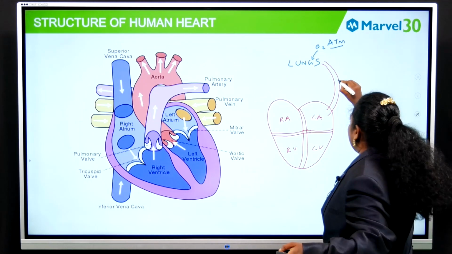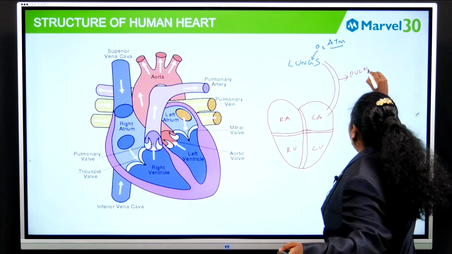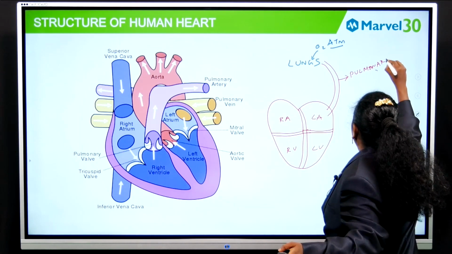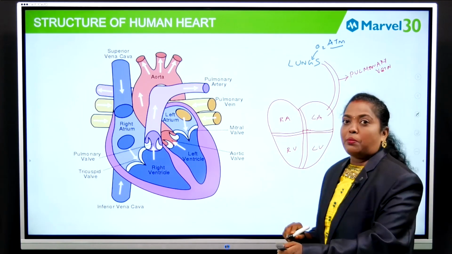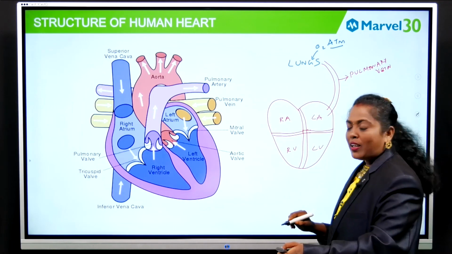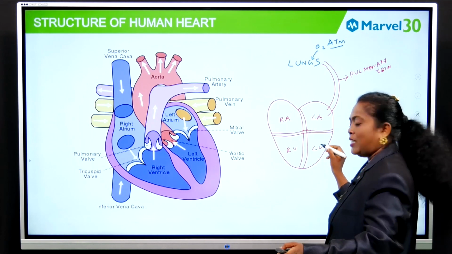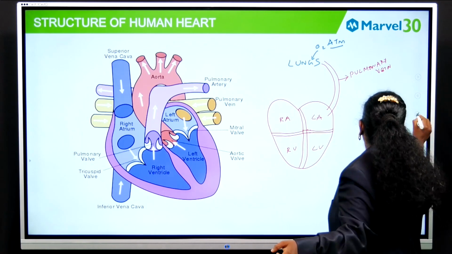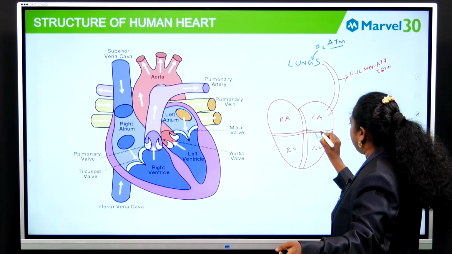So this is nothing but the pulmonary vein. The pulmonary vein is the only vein which will carry the oxygenated blood from the lungs to the left atrium. Then from here, the blood will come to this place. And here we have a valve. This valve is known as the bicuspid valve.